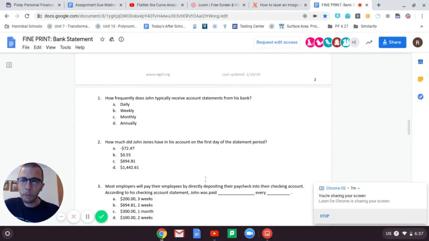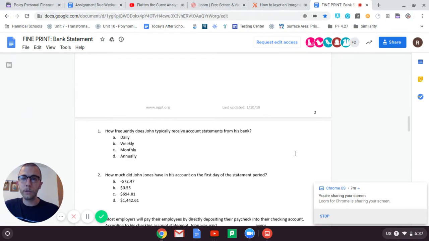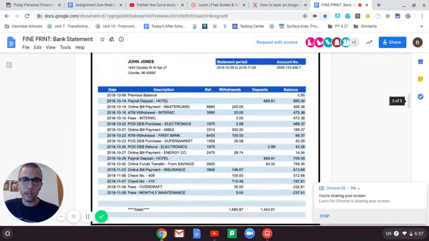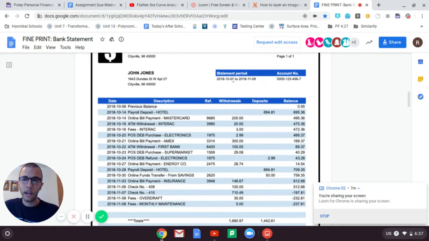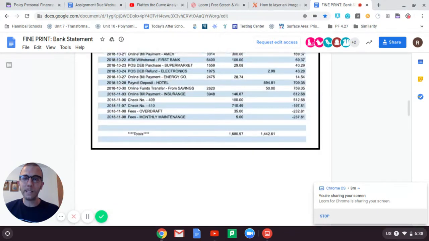Number 2, how much did John Jones have in his account on the first day of the statement period? So on the first day, which remember the statement started on October 9th, how much money did he have? Well, where could we find that? That should be at the top of the transaction list, right? His previous balance. That means what his account started with when the statement began. And what is the number, the very small number, unfortunately, at the end of that row? His balance on that first day was only 55 cents.